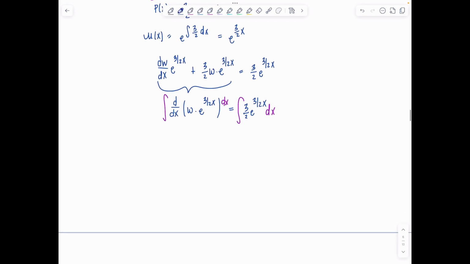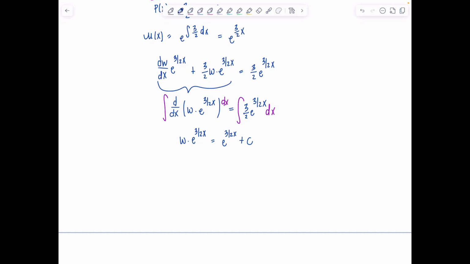Don't be sloppy. Okay, so then we have w times e to the 3/2 x equals, when I take the antiderivative of e to the 3/2 x, I would divide by 3/2, which is the same as multiplying by 2/3, which would cancel out this coefficient entirely. So then I'm just left with e to the 3/2 x plus c.